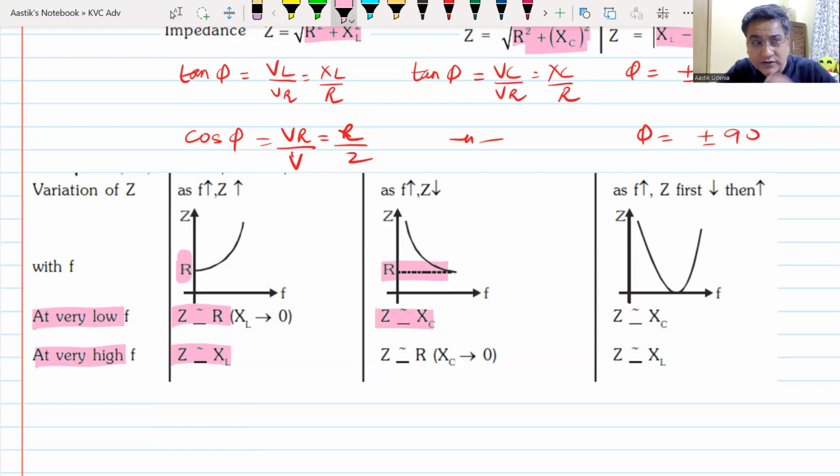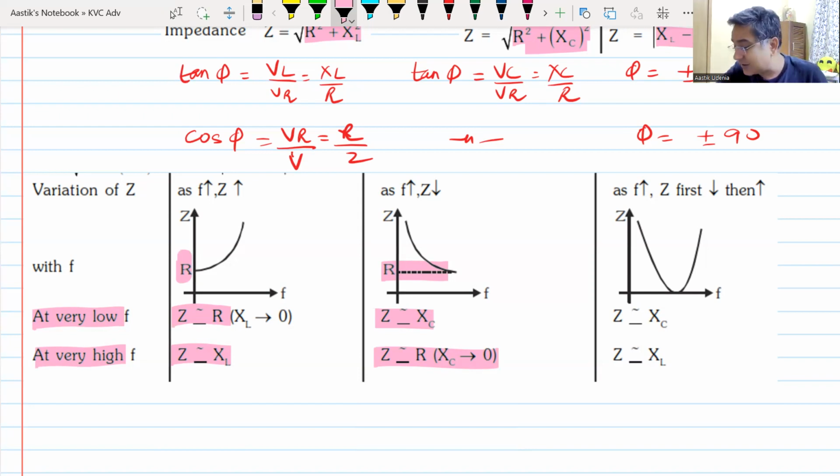The reverse will happen in the case of an RC circuit. At very low frequency, the impedance will be approximately equal to XC, because XC will be very high and R will be very low. But at very high frequency, XC will become 0, so the impedance will become equal to R. A very, very, very important graph here.